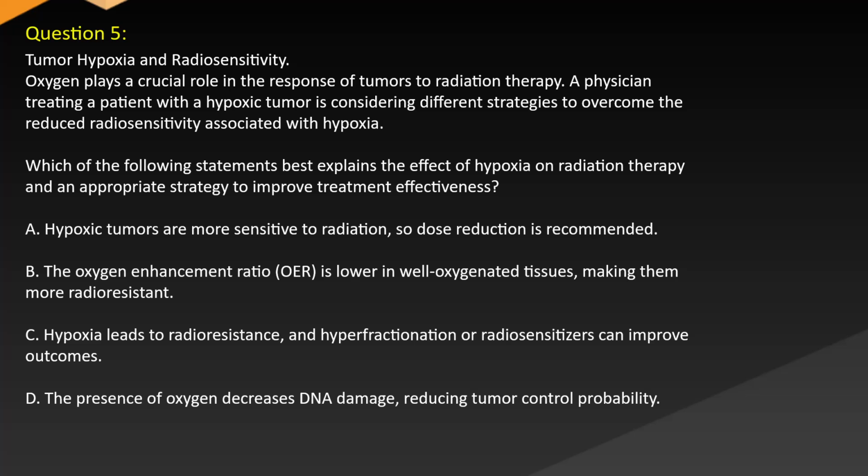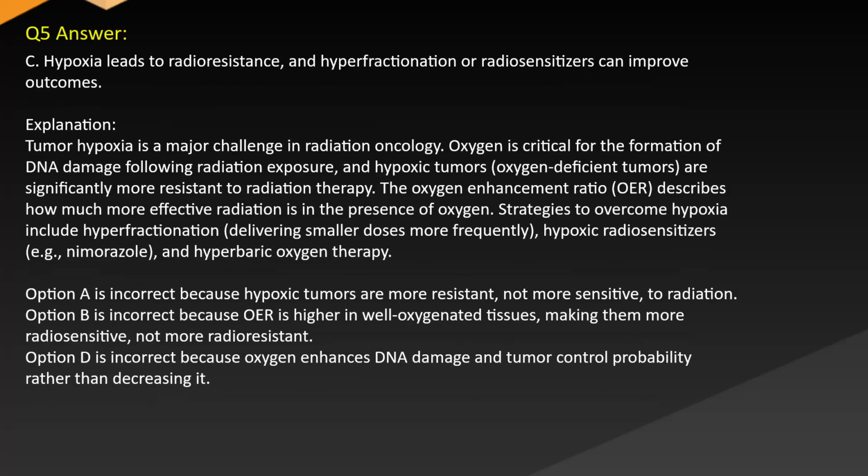B. The oxygen enhancement ratio is lower in well-oxygenated tissues, making them more radioresistant. C. Hypoxia leads to radioresistance, and hyperfractionation or radiosensitizers can improve outcomes. D. The presence of oxygen decreases DNA damage, reducing tumor control probability. Answer. C. Hypoxia leads to radioresistance, and hyperfractionation or radiosensitizers can improve outcomes.